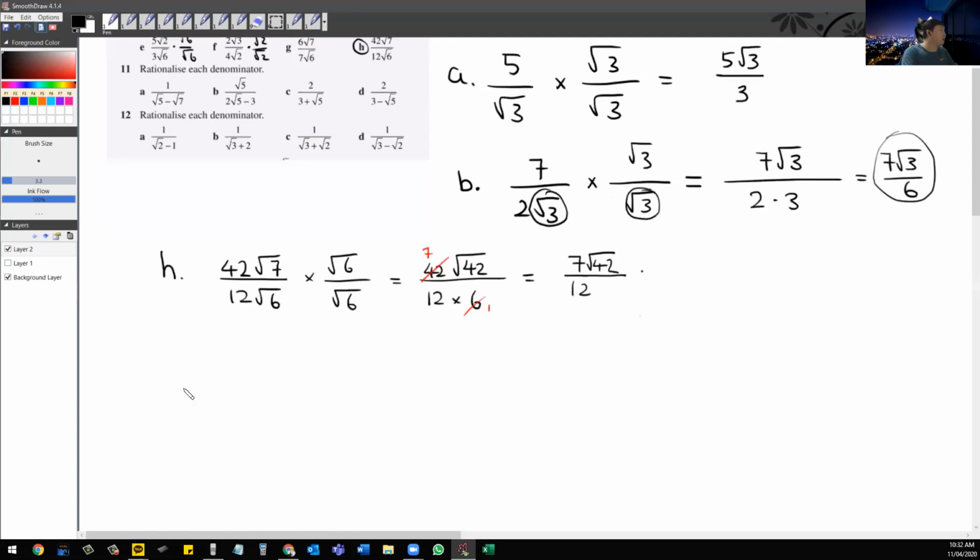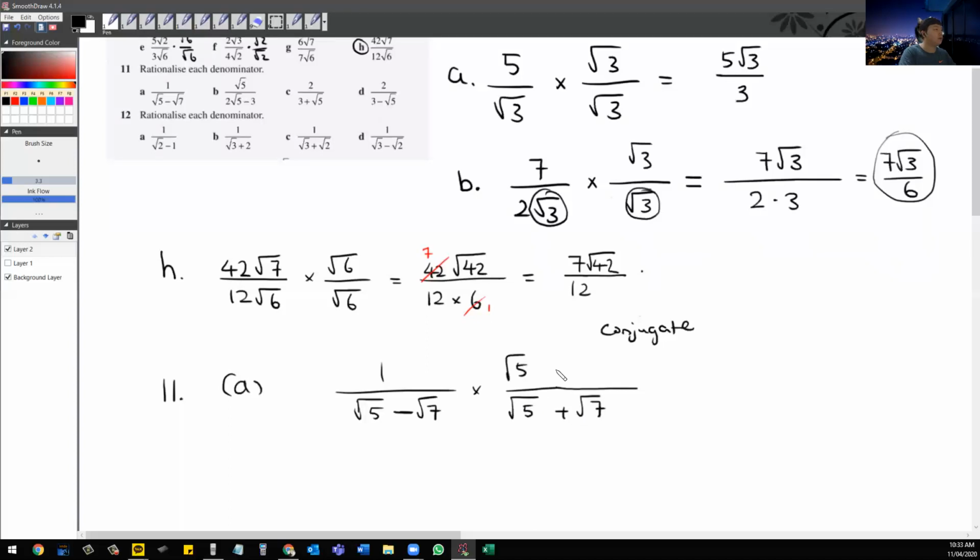Well, how do you rationalize something like this one? That's 1 over root 5 minus root 7. Would you multiply by root of 5 or root of 7? See? If you have some surd with either a plus sign or a minus sign, you just need to multiply by the conjugate. So here's the term conjugate. If you've got root 5 minus root 7, listen very carefully, just multiply this one by root 5 plus root 7.